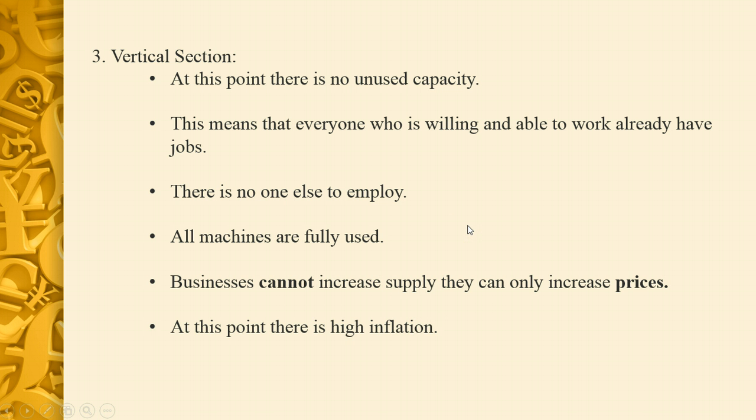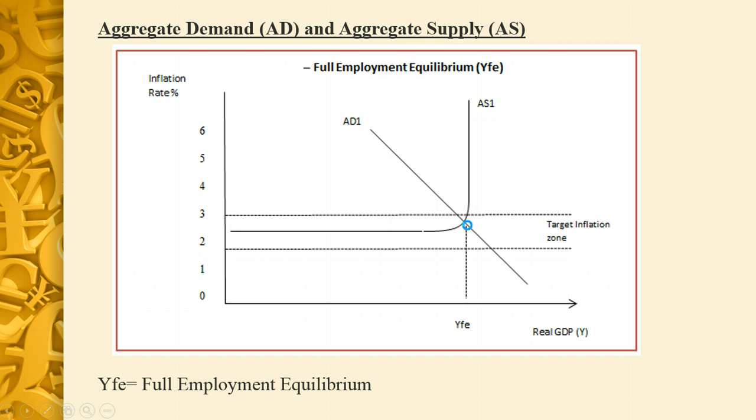Okay, the next graph. Aggregate demand versus aggregate supply. So what do we have here? We've got our inflation rate over here on this side. We've got our real GDP, and we've got this little symbol here, YFE, and we'll call that full employment. Okay, that's where our full employment is.